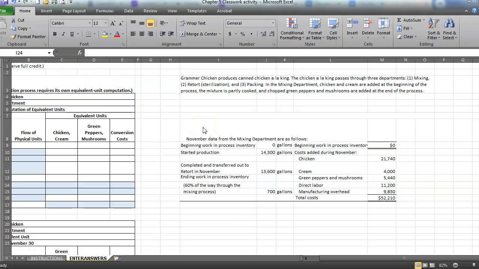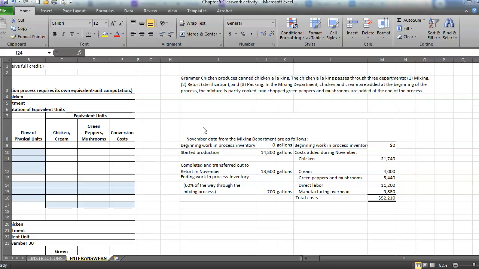Hello class. I have in front of me a spreadsheet that I'm going to use to demonstrate how we can calculate various types of numbers within the process accounting phase. As I mentioned in our class today, there are a number of things that you need to know how to compute within this chapter. You need to first know how to determine the number of units to be accounted for.